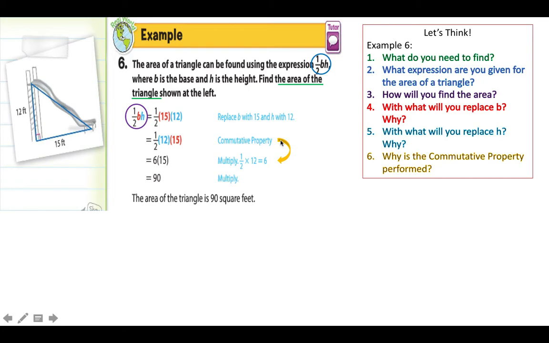Now notice here that the commutative property was used and 12 and 15 were switched in the expression. Can you think why? Well, it's easier to multiply 1/2 times 12 than it is 1/2 times 15. Half of 12 is 6, and that was much easier for us to find than half of 15. So we switch them around so that we can solve the problem in an easier fashion. 6 times 15 gives us 90, so the area of the triangle is 90 square feet.